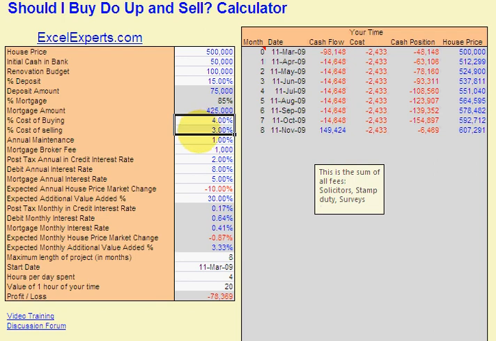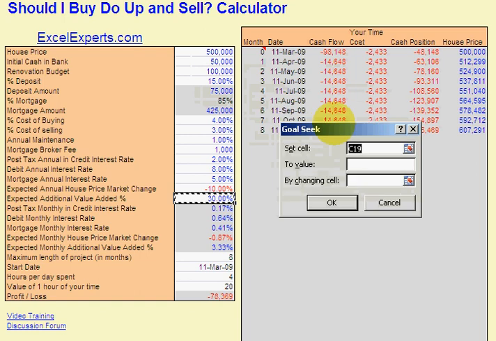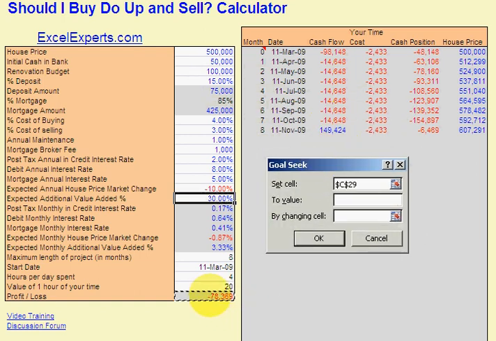So in order to make a profit, one of the things that we can do is use Excel's goal seek function. Let's have a look at how that works. Alt-T-G, goal seek. I want to set this to be a profit, or at least no loss, so change the value to 0 by changing this cell. So how much do I expect to add?